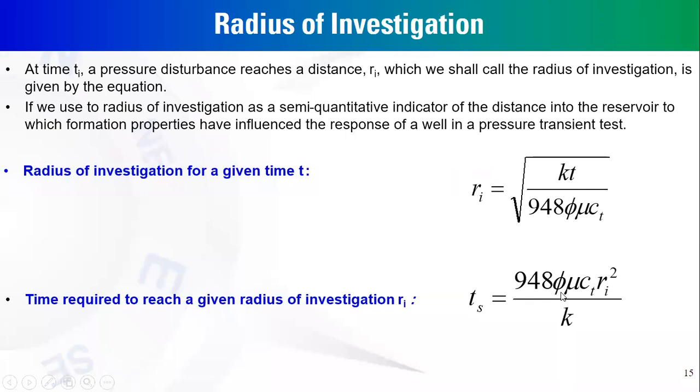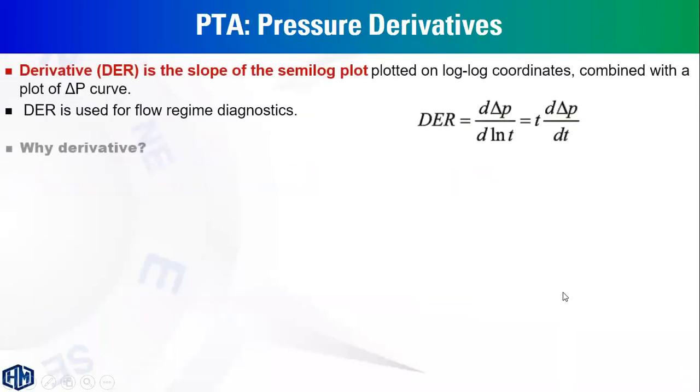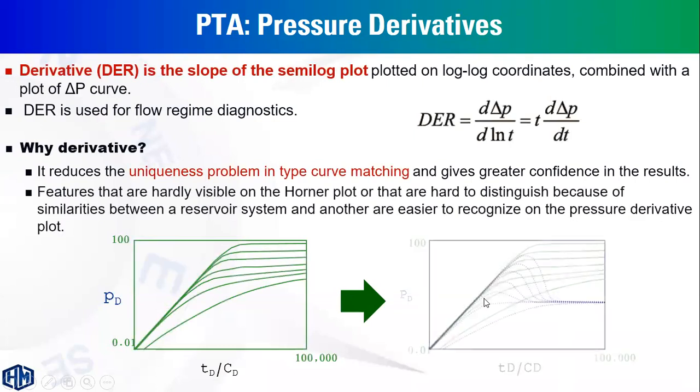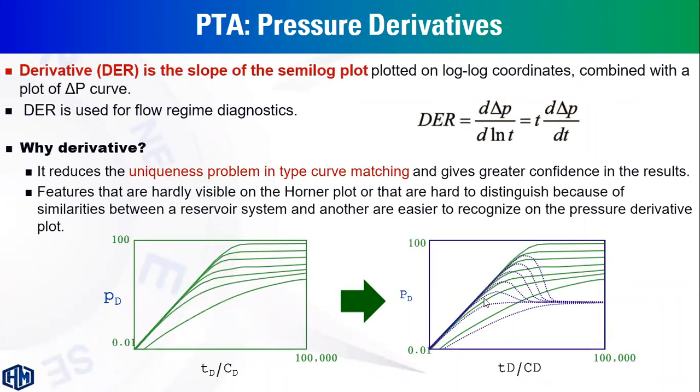So the concept of pressure transient analysis is the pressure derivative, as you know. The pressure derivative is simply the slope of a semi-log plot, plotted in log coordinates and combined with the pressure difference. The old technique is to generate the pressure difference type curves, as you can see, but we have high uncertainty to predict the correct reservoir model because the type curves are very similar.